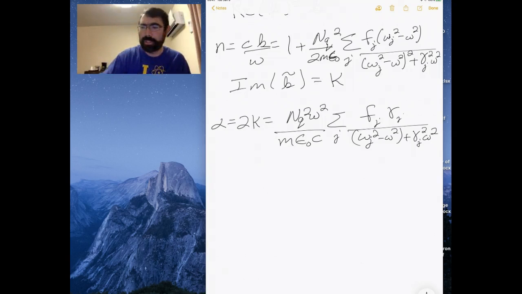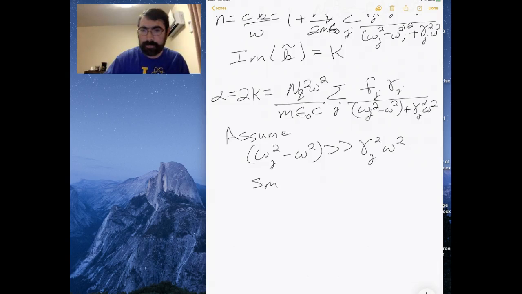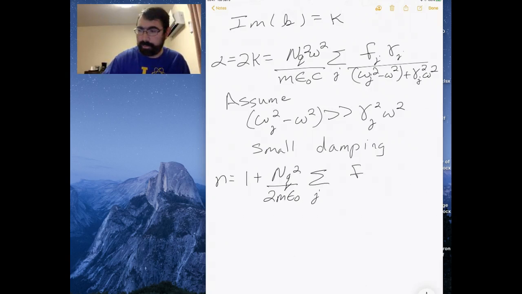Now, if we want to make an assumption, so let's assume that the dampening is small, so this part is much, much bigger than this part. So small damping. Then essentially my index of refraction is 1 plus n q squared over 2m epsilon naught, the sum of these terms right there.